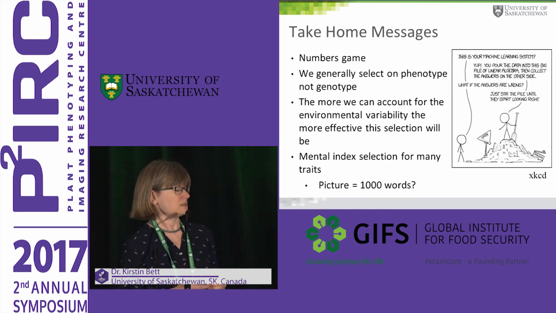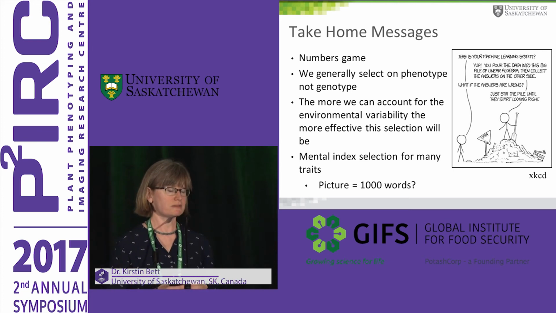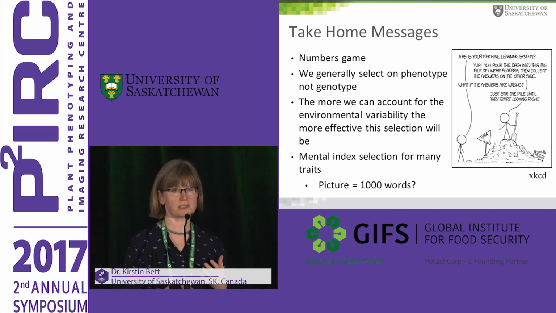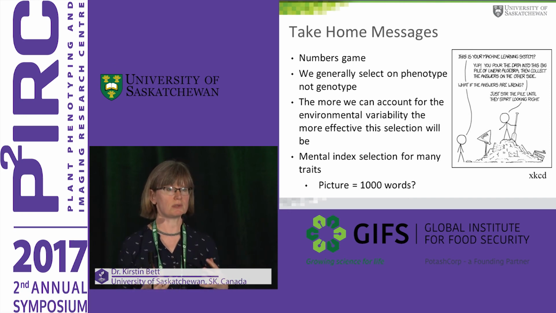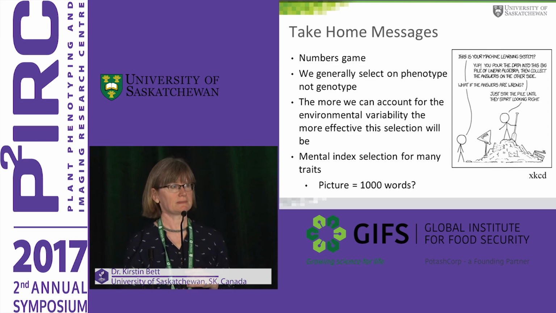My take-home message from the public breeders, from my perspective anyway, is that breeding's a numbers game. We're selecting on phenotype, not genotype, usually. And the more we can account for the environmental variability, the more effective this selection is going to be. Mostly what plant breeders do at the end of the day when we're picking our winners is a mental index selection for many, many traits. And perhaps a picture may be worth 1,000 words, and we would be able to incorporate that into our decision-making processes. So that's all.